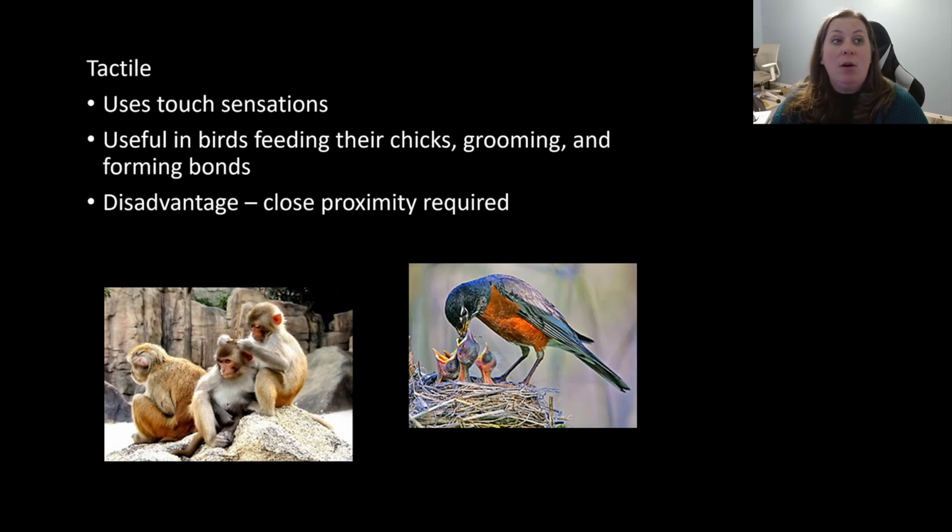The problem is, though, when you come into close contact with each other, that's a disadvantage because you're putting yourself in a more vulnerable position. So if they don't like your communication, if they don't like that you're touching them, you could have consequences occur quicker because you're in closer proximity.